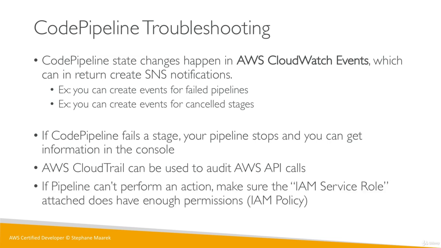So it's quite handy. And then finally, another very popular troubleshooting case is that if the pipeline can't perform an action, for example, it cannot deploy to Elastic Beanstalk, then it's usually an IAM service role issue. That means that the service role that you attach to your pipeline doesn't have enough permission. So it's just that the policy is incorrect or incomplete, and so you should just troubleshoot the policy.